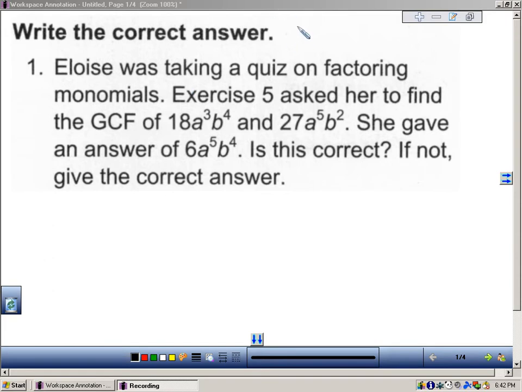So let's get started. Eloise was taking a quiz on factoring monomials. Exercise 5 asked her to give the GCF of these two monomials. She gave the answer. Is it correct? If not, give the correct answer. And so I think what we do is we just work it out and see if we can find what the correct answer is. So we'll write down the first monomial.